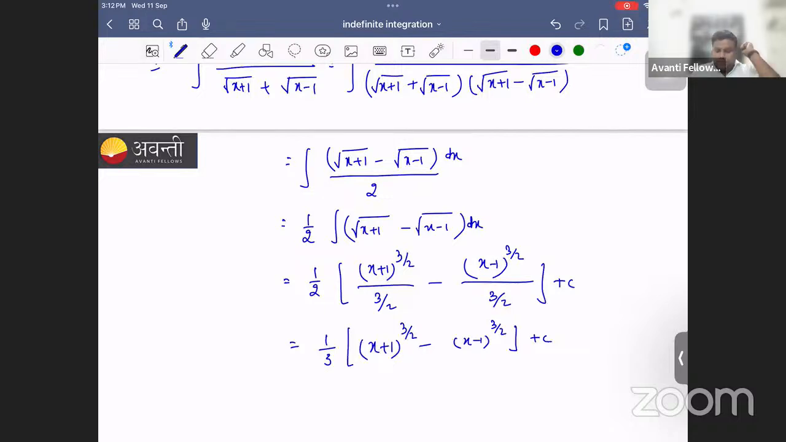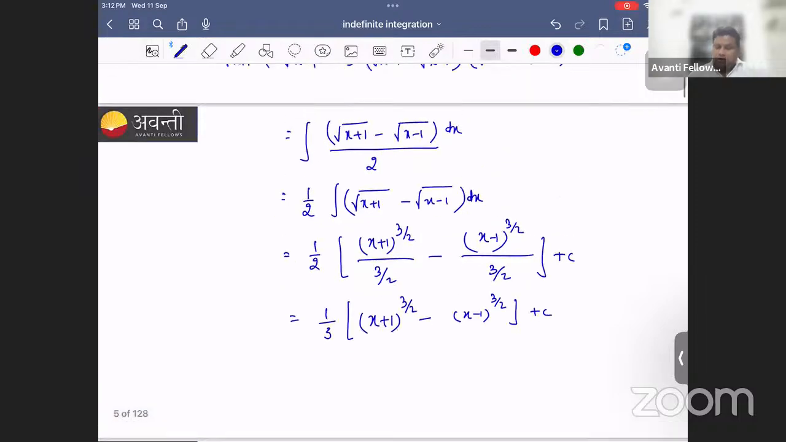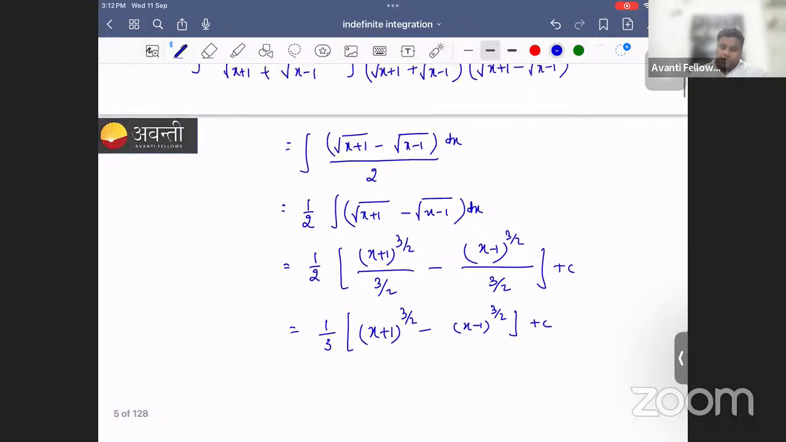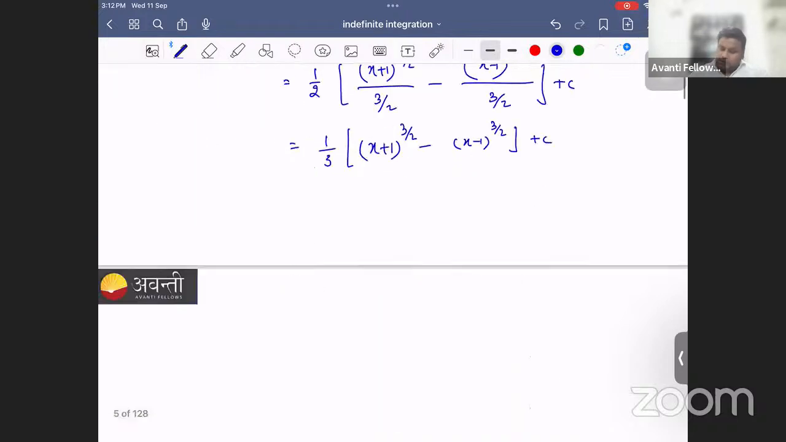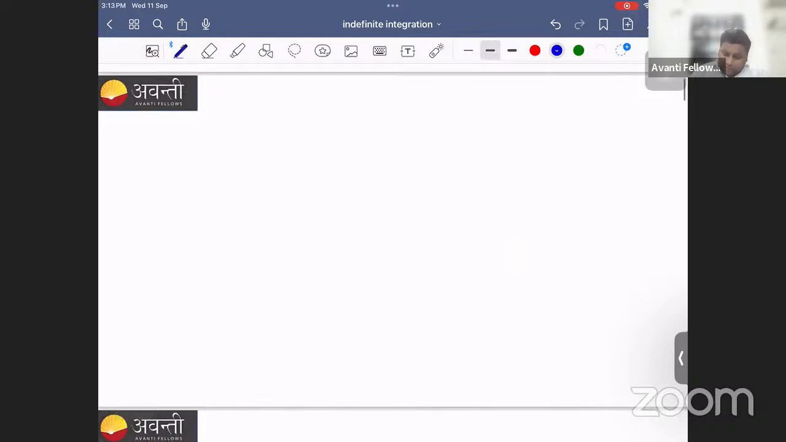Am I correct? So it's a very important question actually. This variety is very important. Now, there are certain formulas which we need to know.